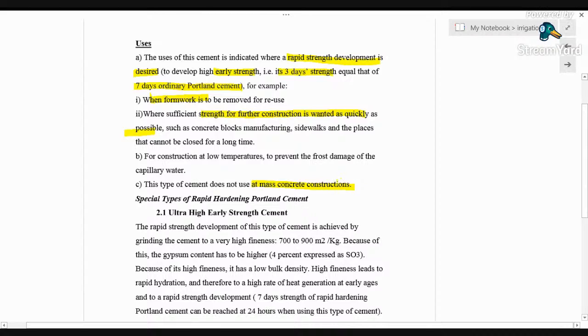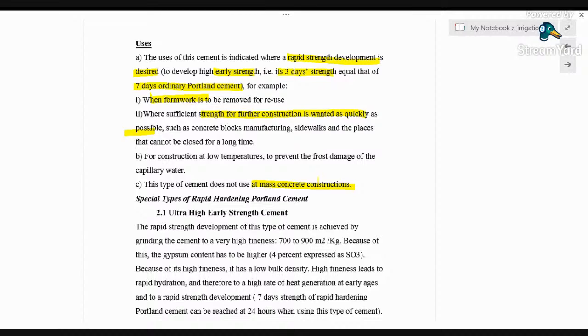Mass concrete construction means, suppose, design of dams, barrages, or any retaining wall. If you are designing any mass concrete structure, there we cannot use rapid hardening cement. Why? Because the rate of heat of hydration will be very high. As the rate of heat of hydration will be very high, minor cracks will be formed, and because of the cracks, water may seep into the structure and it may collapse. So in mass construction we want a gradual gaining of strength. We do not want the strength to be gained very quickly or very rapidly.